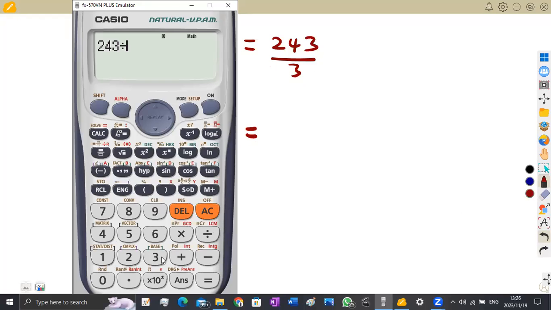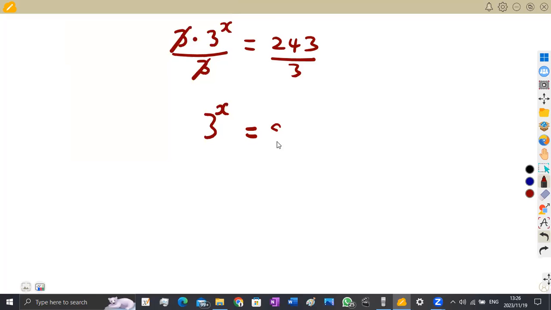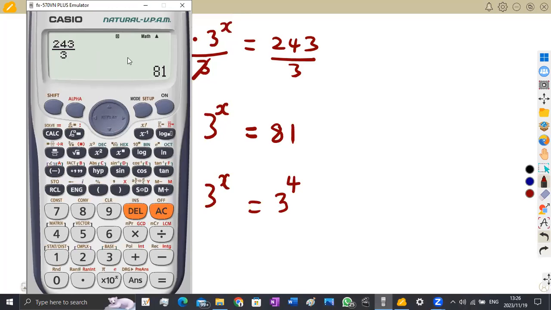243 divided by 3, or you can write it this way, 243 over 3, which gives us 81. Now we are back to asking, can we write this 81 as a number in base 3? Yes, it's possible. It's 3 to the exponent of what? Of 4. Or we can try it.